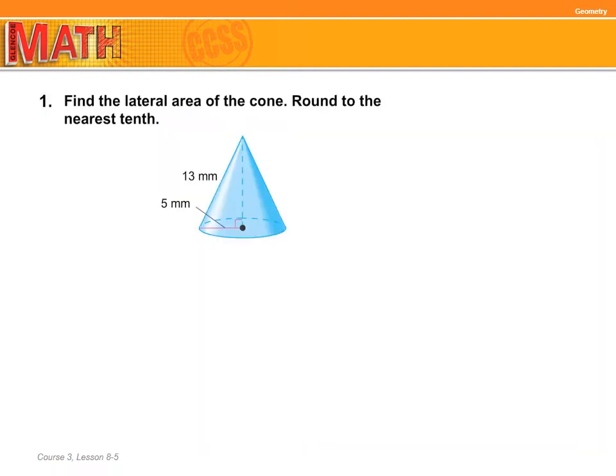So our first example here tells us to find the lateral area, abbreviate that with LA, of the cone, round to the nearest tenth. Okay. We can also leave it in pi form if we want to. So let's start with the formula. So the formula for lateral area is pi times radius times L.